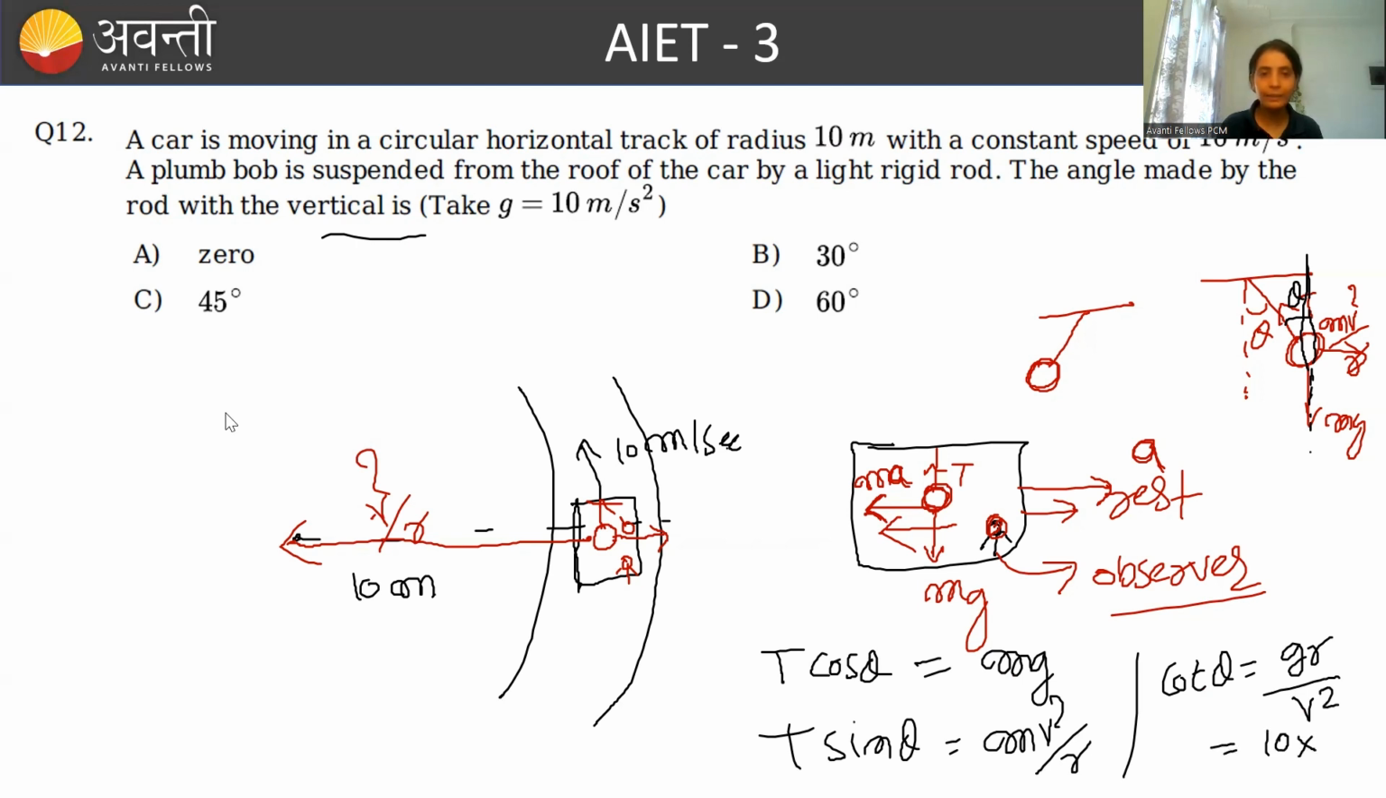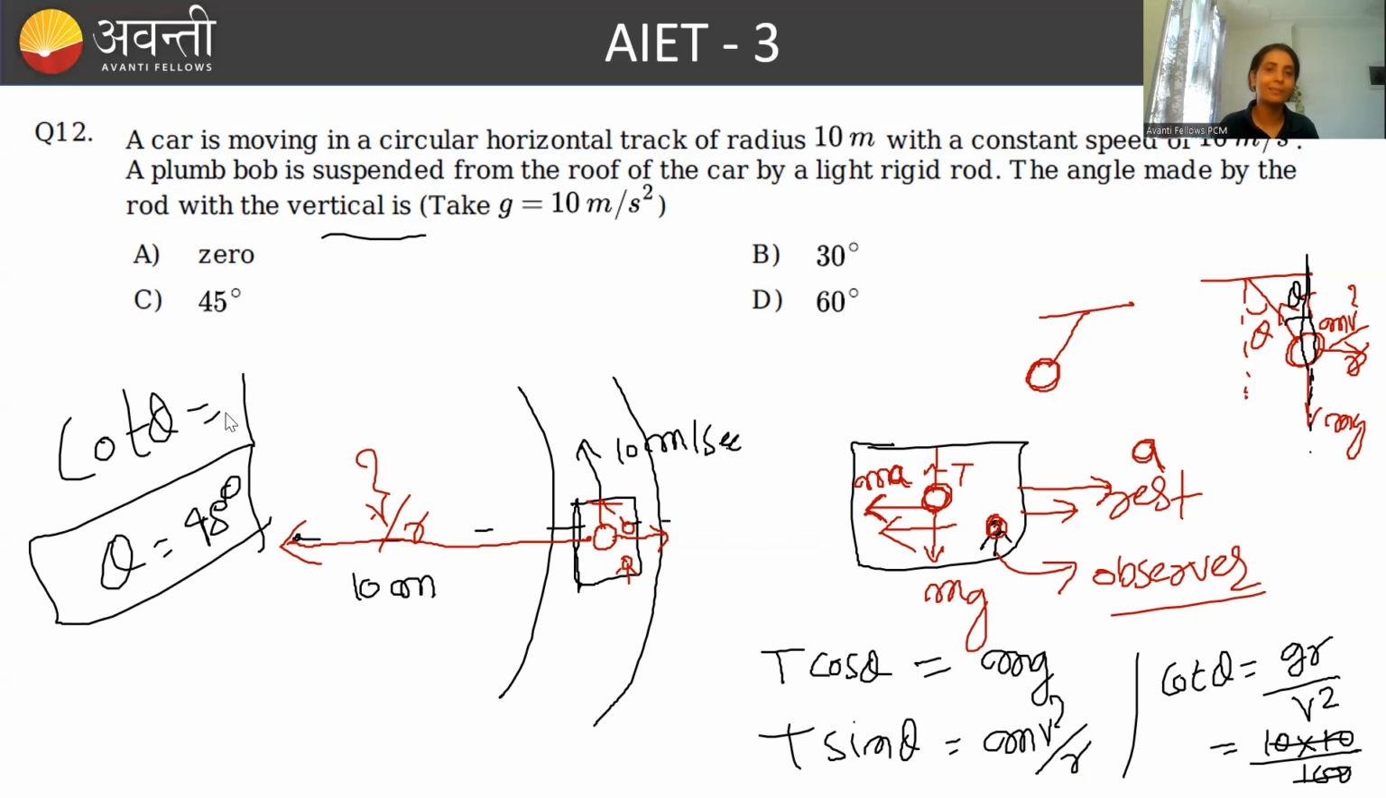How much is your g? It is 10. How much is r? r is also 10 and v is also 10, so v square is 100. Cot theta is what? 1. If your cot theta is 1, then what will theta be? 45. So this is your answer. Done.